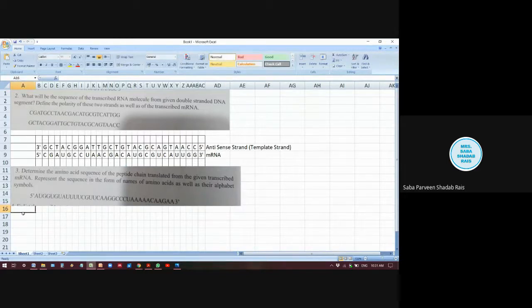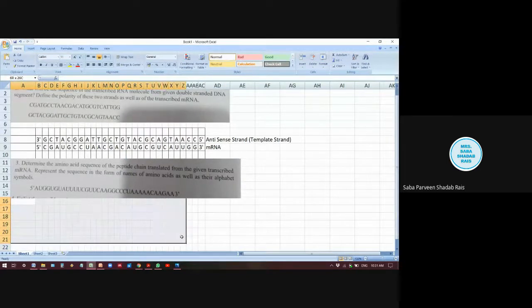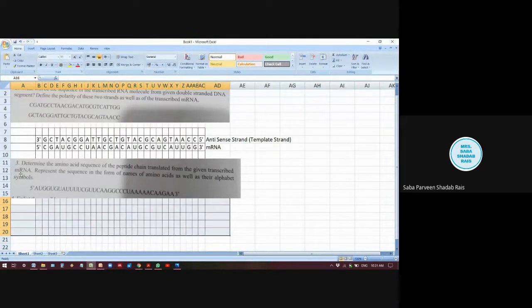First we need to write down this amino acid sequence. Okay, 5 prime. Sorry. Student, if you save, that will become very easy for me to write.